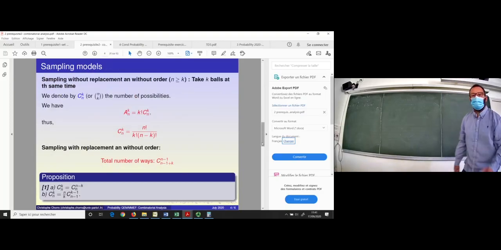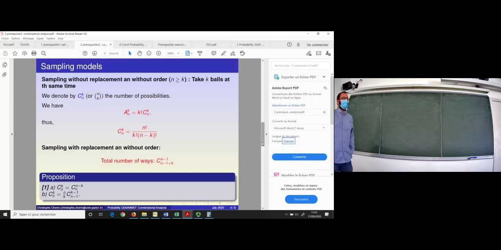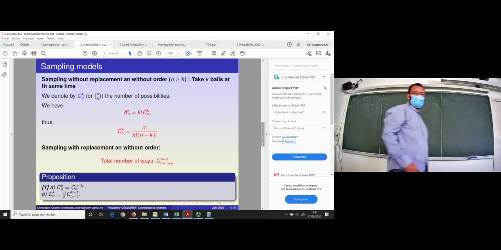It's here. Okay, the second one in red. Okay, with the explanation. Okay, and something about this.